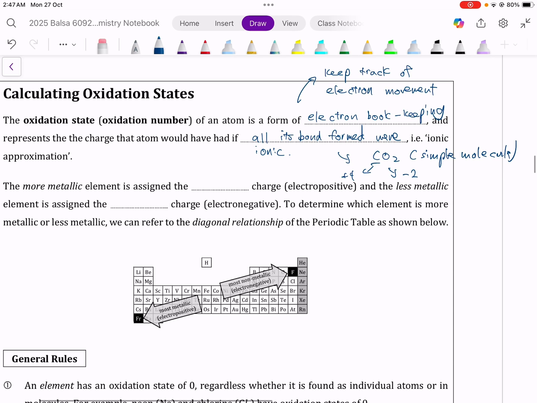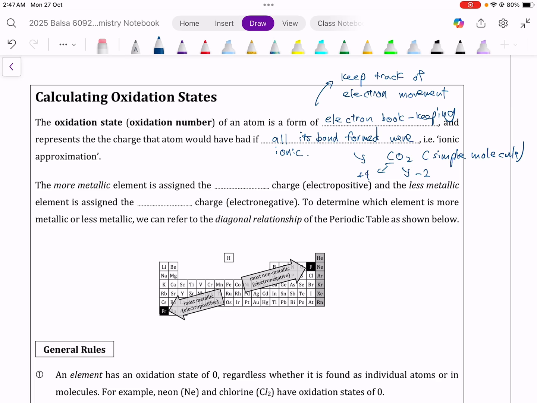Okay, later I'll help you to see why it's +4 and -2. This part is a bit in conflict with what you learned earlier in chemical bonding. This is approximate, pretend it is an ion. Usually the more metallic element is assigned a positive charge. Metallic in terms of electrons basically means an element with the tendency to lose electrons.